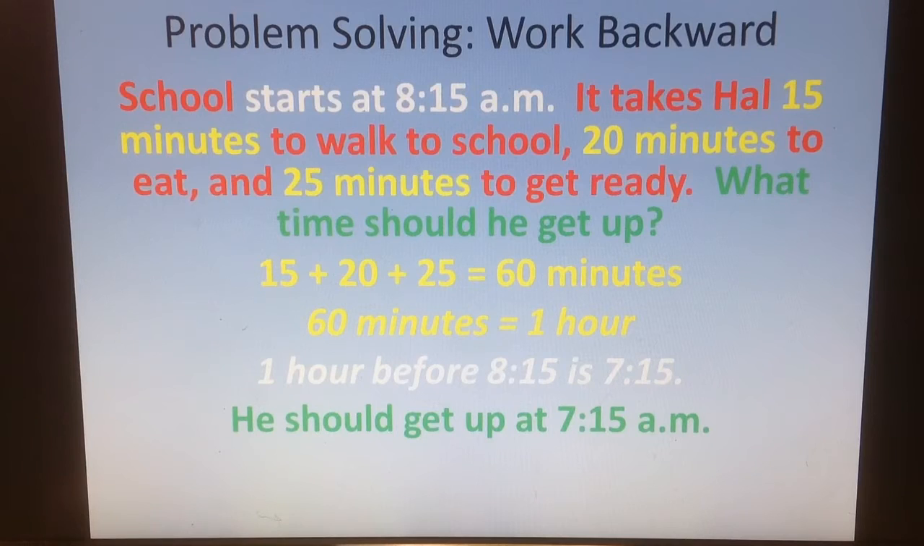So we can add up 15 plus 20 plus 25, and in this case, again, we get 60 minutes, although we don't always get 60 minutes when we do this kind of problem. 60 minutes is the same as 1 hour. 1 hour before 8:15 is 7:15. He needs to get up at 7:15.